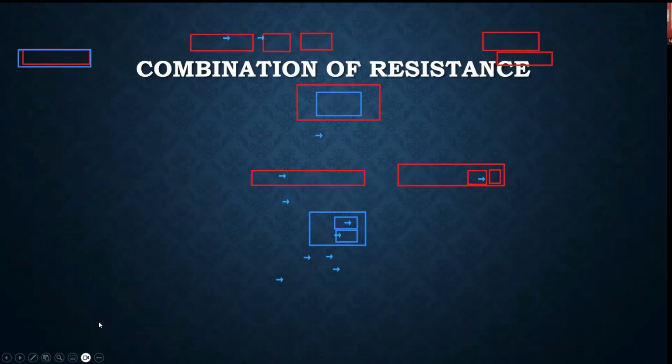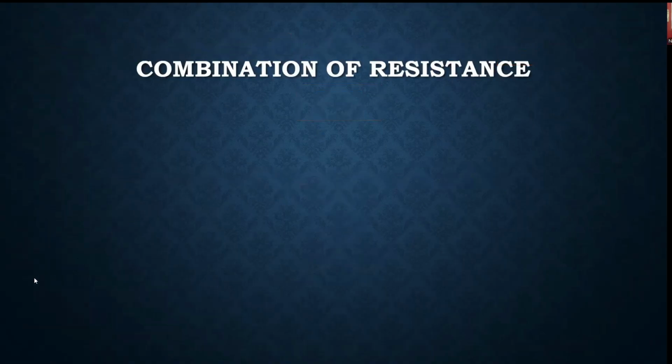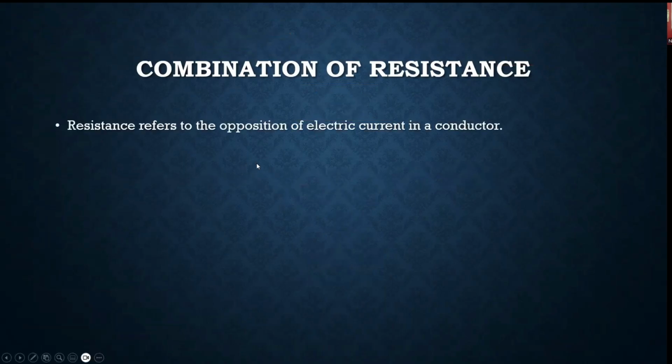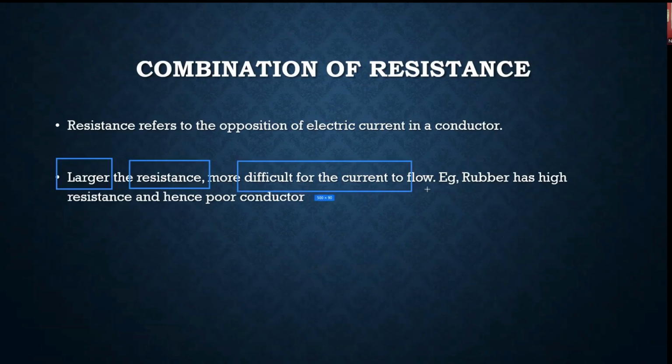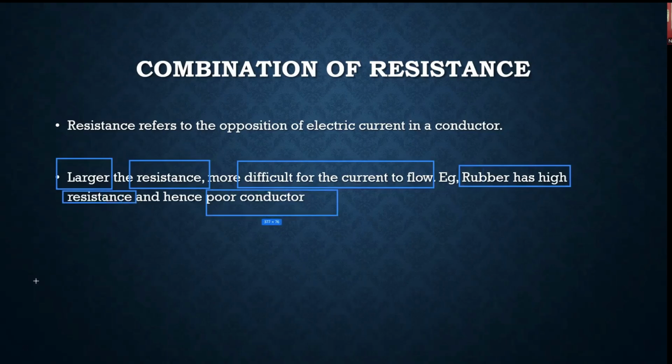So next we see the combination of resistors. What is a combination of resistors? What is resistance itself? Resistance means it is opposing the current flow. More the resistance, lesser the current that will flow into the equipment. Larger the resistance, more difficult for the current to flow. That means rubber has very high resistance and hence is a poor conductor.